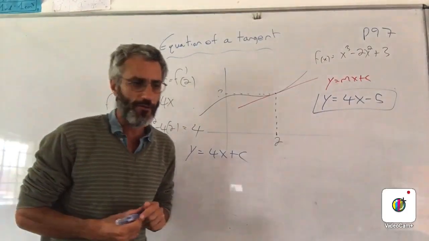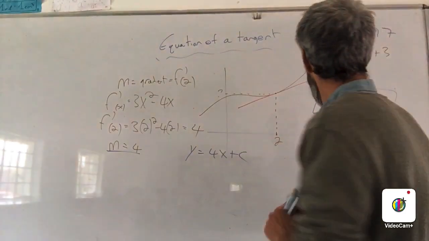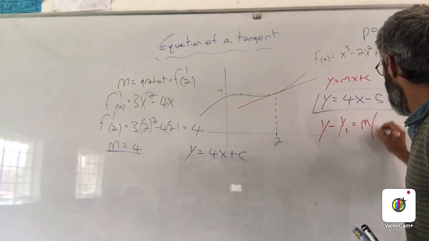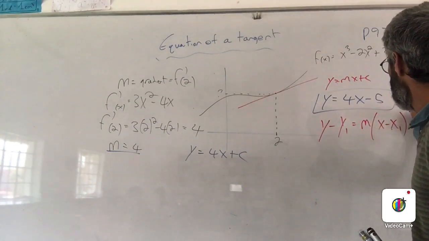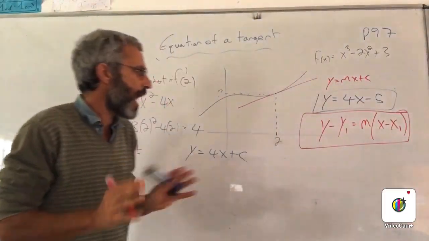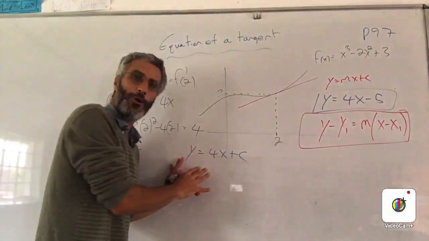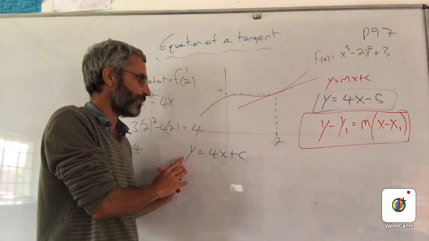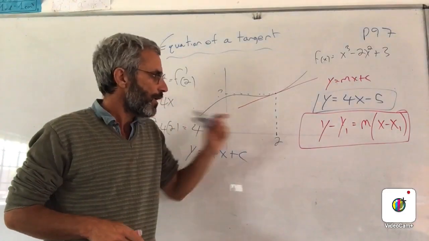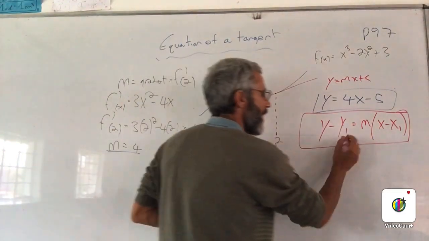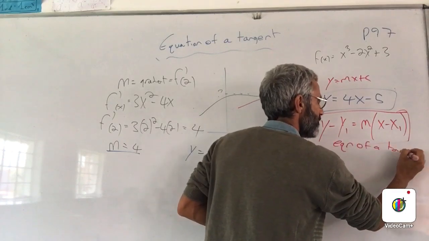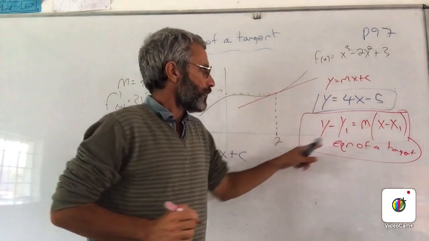now we're going to use another formula, and I want you to remember that formula. y minus y1 equals m times x minus x1. From now on, you can carry on as I taught you just now, or as I told you in grade 9, but I think it is worthwhile remembering this formula as well. This is the equation of a tangent.